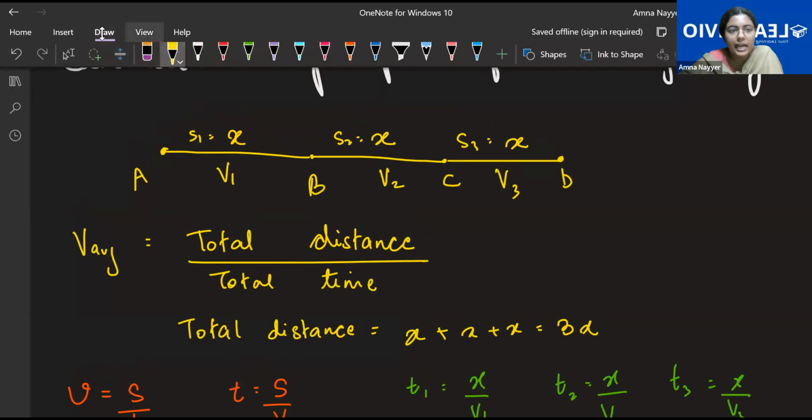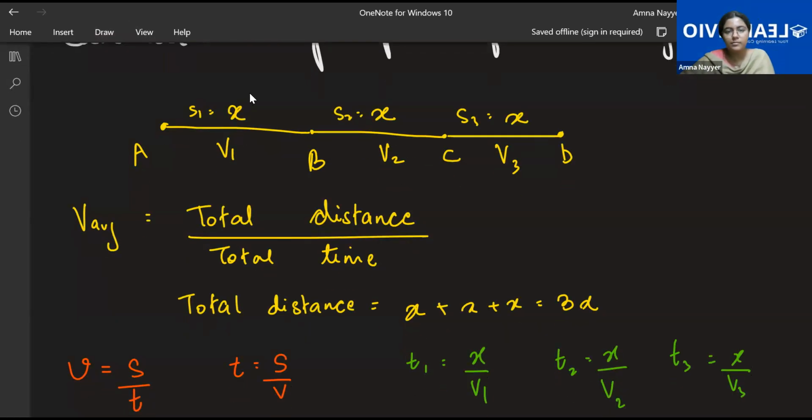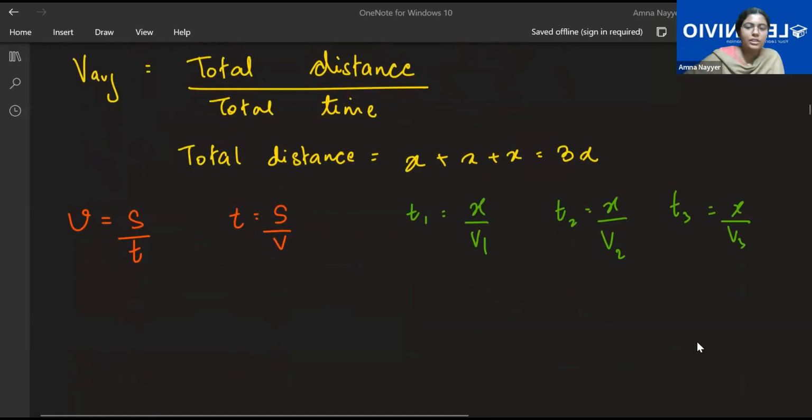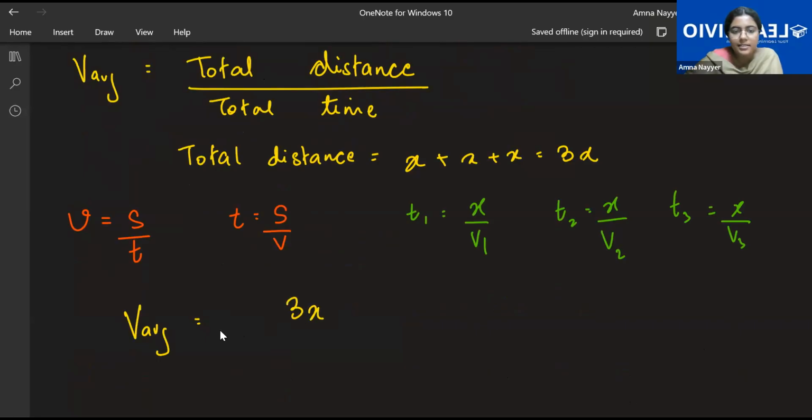Humaira, can you tell me what's the total time? It won't be 3x. See, when the denominators are different, you cannot add them. Only when the denominators are the same can you add the numerators. So you have to say the total time is x by v1 plus x by v2 plus x by v3. So now putting it into the formula of the average speed, total distance, as we discussed, is 3x, and total time will be x by v1 plus x by v2 plus x by v3.